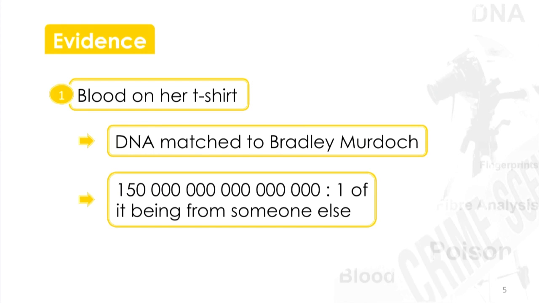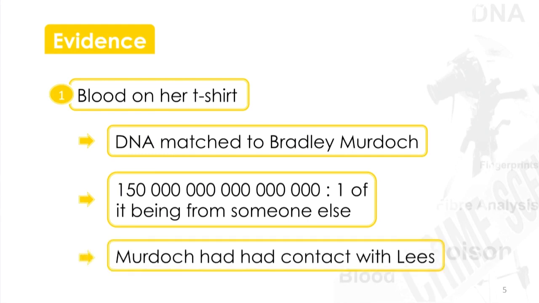But the blood stain was on her t-shirt. It was not at the crime scene. So it only proves that Bradley Murdoch had come into contact with Joanne Leese. And it does not prove they came into contact at the crime scene. It could have been at a gas station or something hundreds of miles away.